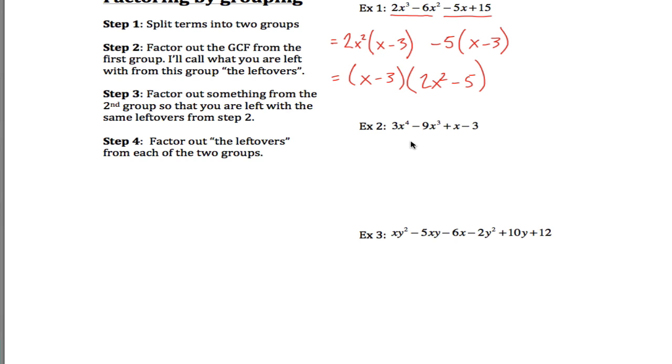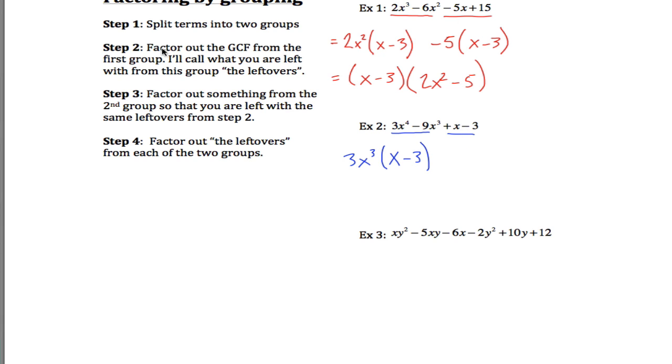In this second one, same idea. Okay, here's my first group, here's my second group. Greatest common factor here would be 3x cubed. If I pull out a 3x cubed, I'm left with x over here and minus 3 over here. And then I want to be left with x minus 3 over here. Wait, I already have x minus 3 over here.